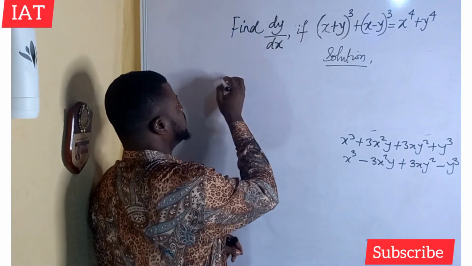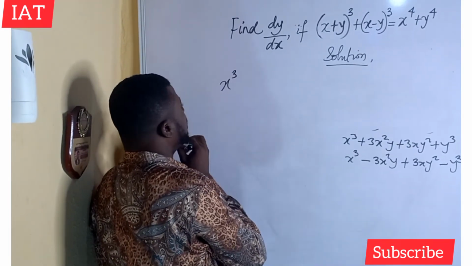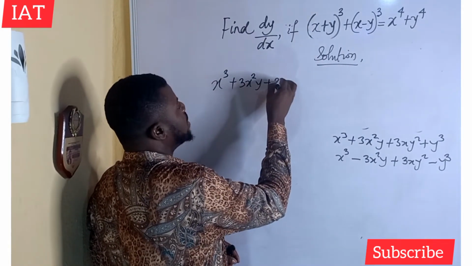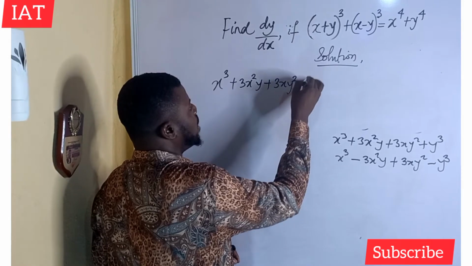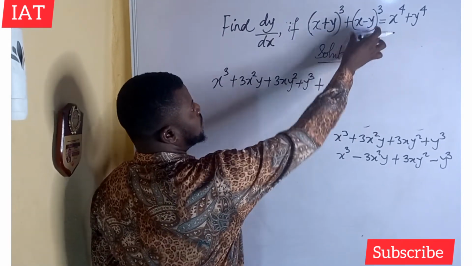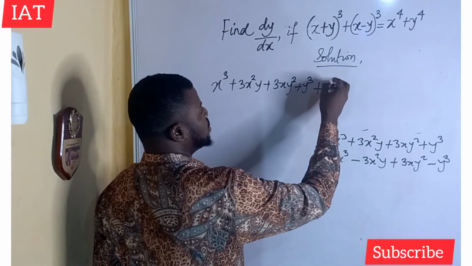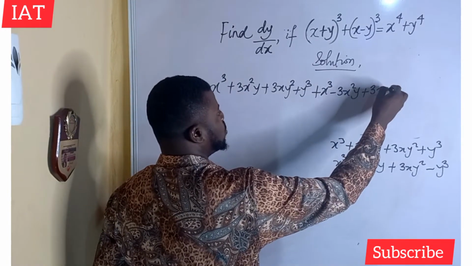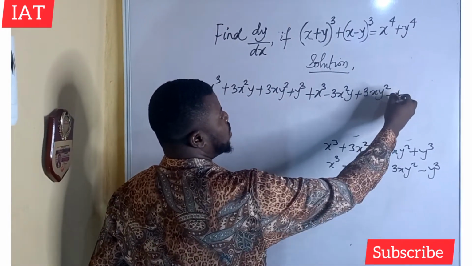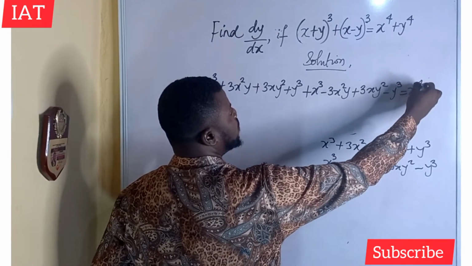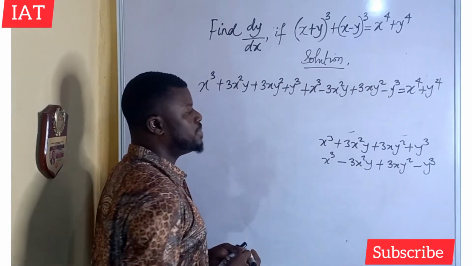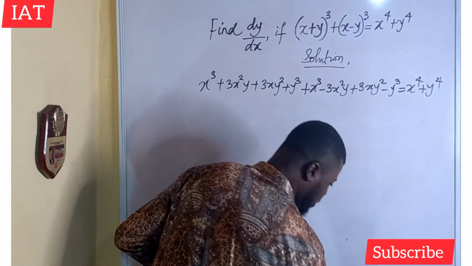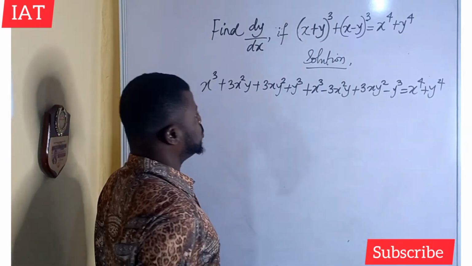The expansion of this will give us x to the power of 3 plus 3x squared y plus 3xy squared plus y cubed, plus this, which is for this: x cubed minus 3x squared y plus 3xy squared minus y cubed, equal to x to the power of 4 plus y to the power of 4. I hope that is interesting. All right. So at this point, what do we need to do?